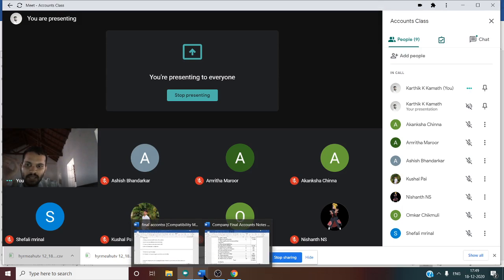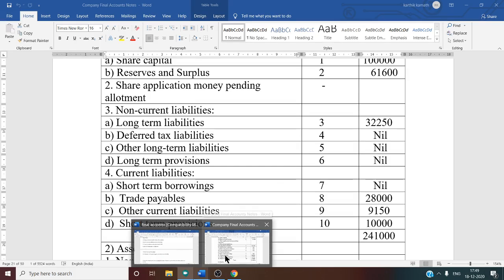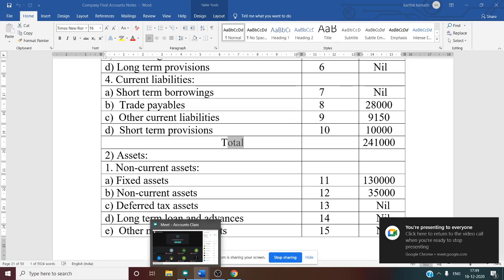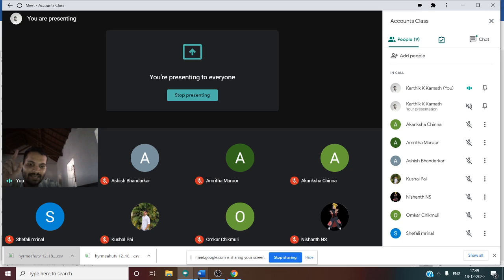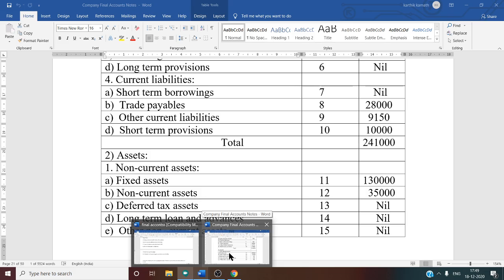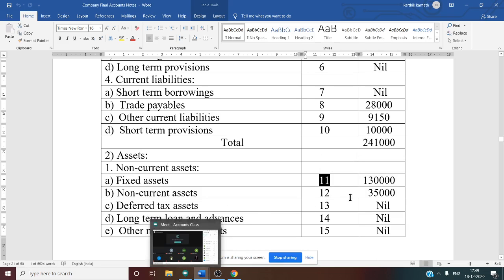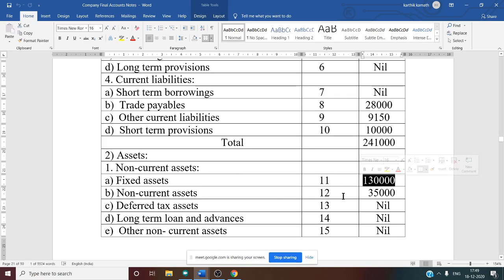Now next asset information we have to enter in the format. So now asset information, you see there are mainly two categories. One is non-current asset, second one is current asset. So under non-current asset there are 5 working notes. So first one is fixed asset. Fixed asset in this question, machinery is there, building is there, goodwill is there. So total 1,30,000. Directly from the working note we can see and write the information.